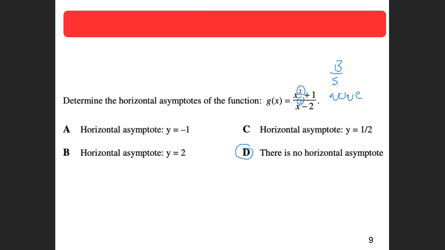Now, let's say it was the opposite way around. Let's say it was x minus 2 over x squared plus 1. Now I have a small over a big. Small over big means y is equal to 0. You'd have a horizontal asymptote at 0. Okay, does that make sense, how you find horizontal asymptotes? A lot of kids really struggle with horizontal asymptotes, and they're fairly easy to find.